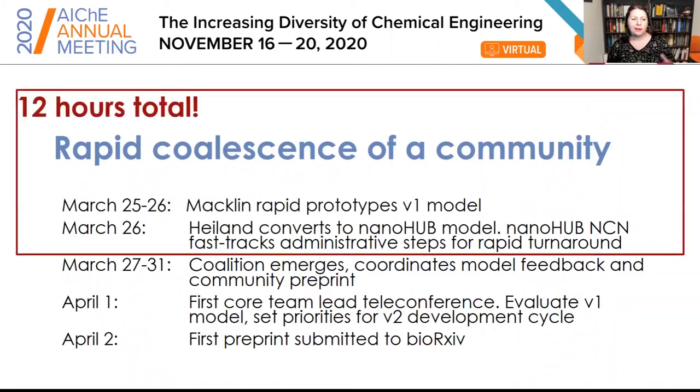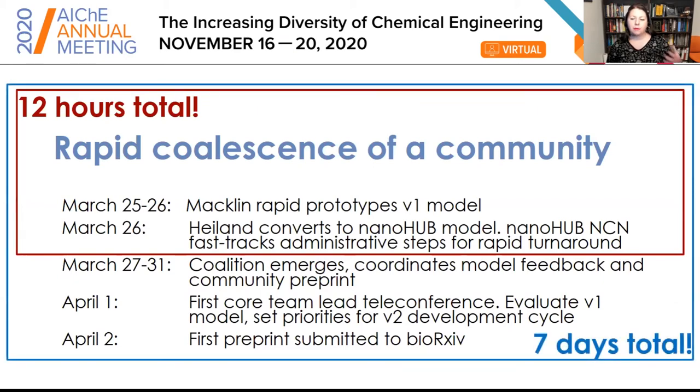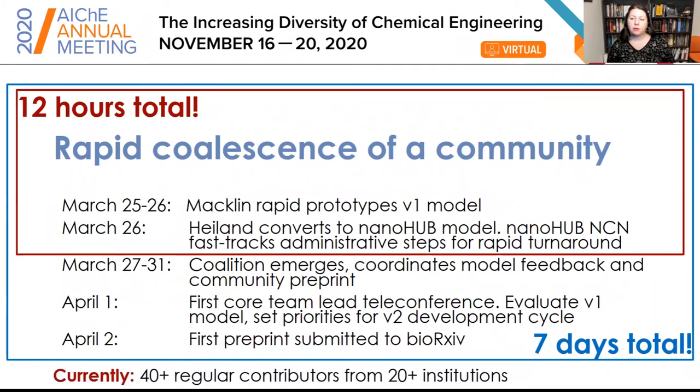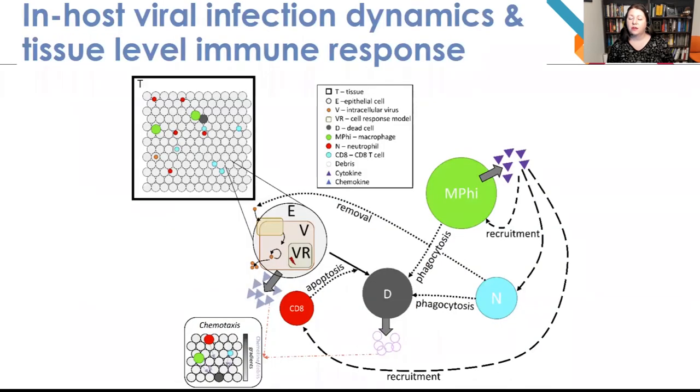And so in just a couple of days in March and 12 hours total, Paul prototyped the first version of this model and his team put it on nanoHUB, a web platform for doing GUI-based online computing. And then within the next 7 days, the team coalesced in a teleconference. We wrote the first preprint and submitted it to bioRxiv. And since then, we've been meeting on a weekly basis since late March. Currently, there are 40 plus regular contributors from 20 plus institutions in at least 3 countries.